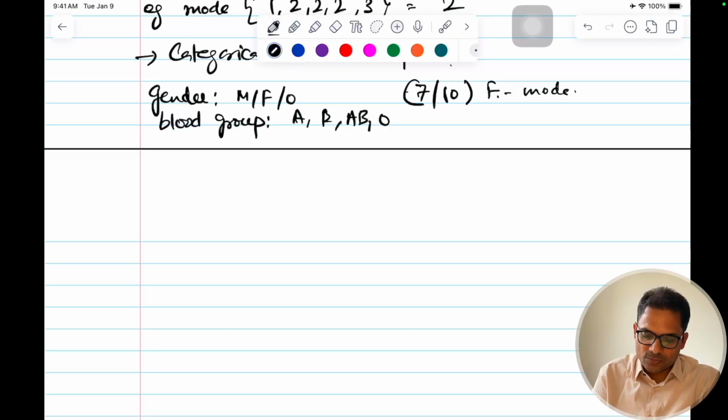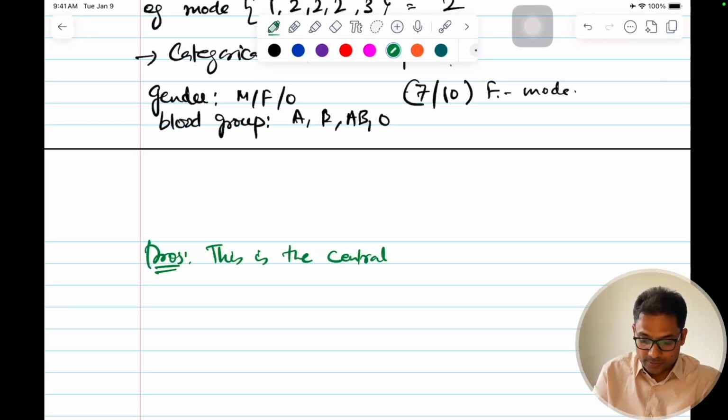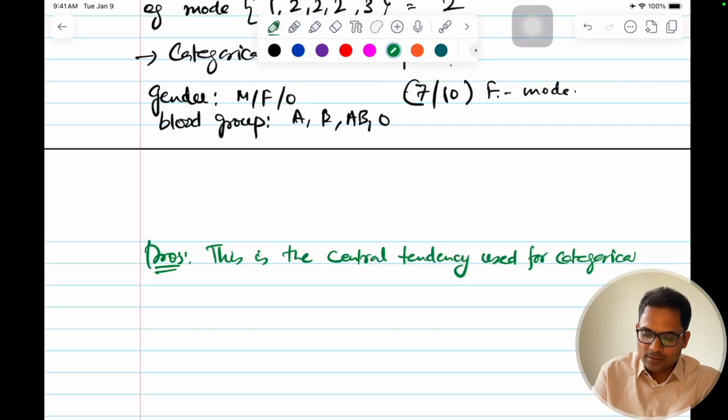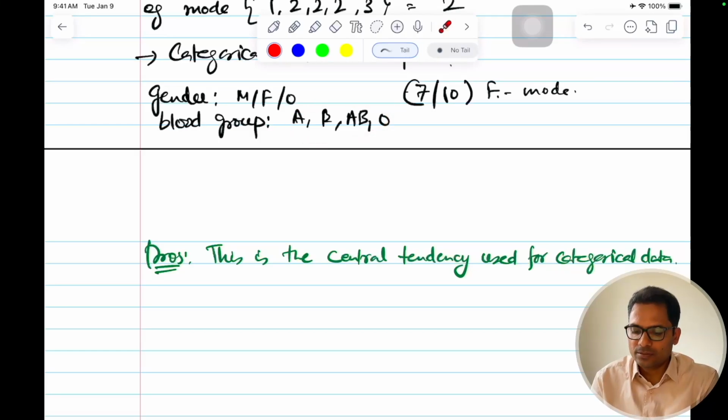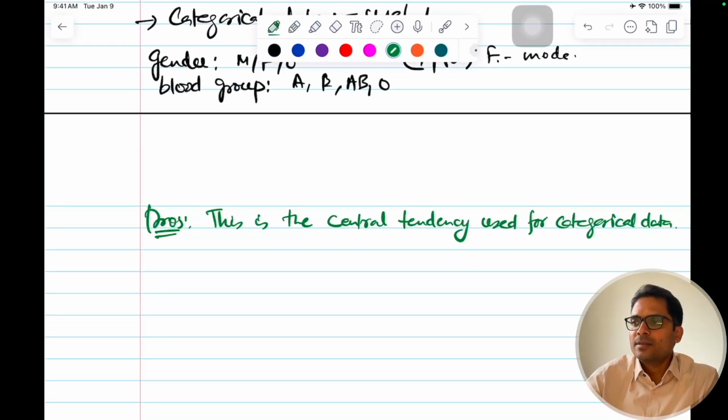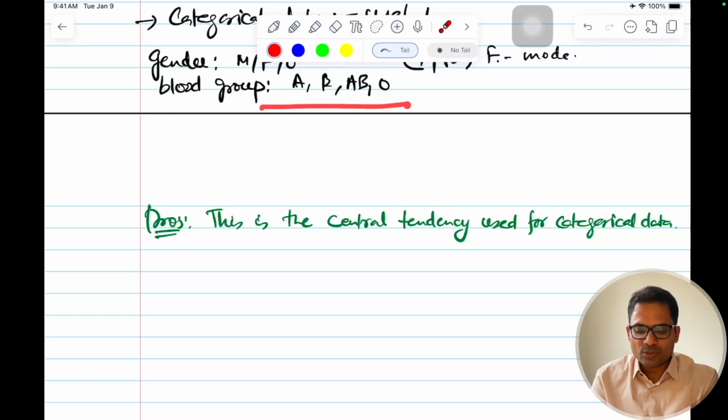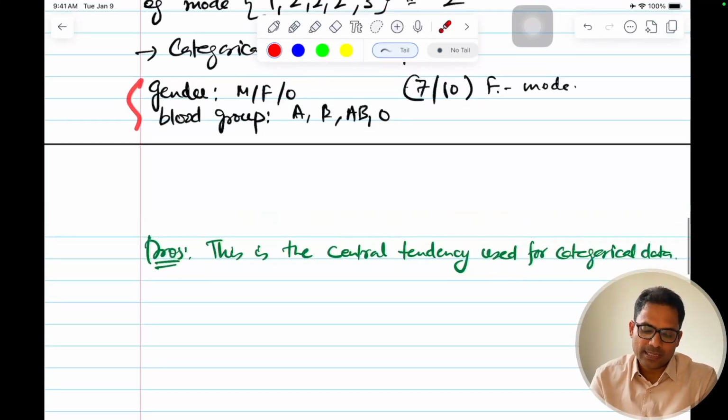So this is the pro also. This is the central tendency used for categorical data which cannot be counted, which does not have numbers. Categorical data is of 2 types: nominal, what I'm talking about, and ordinal, where there is some order. I will discuss that later, but understand broadly this is categorical data.